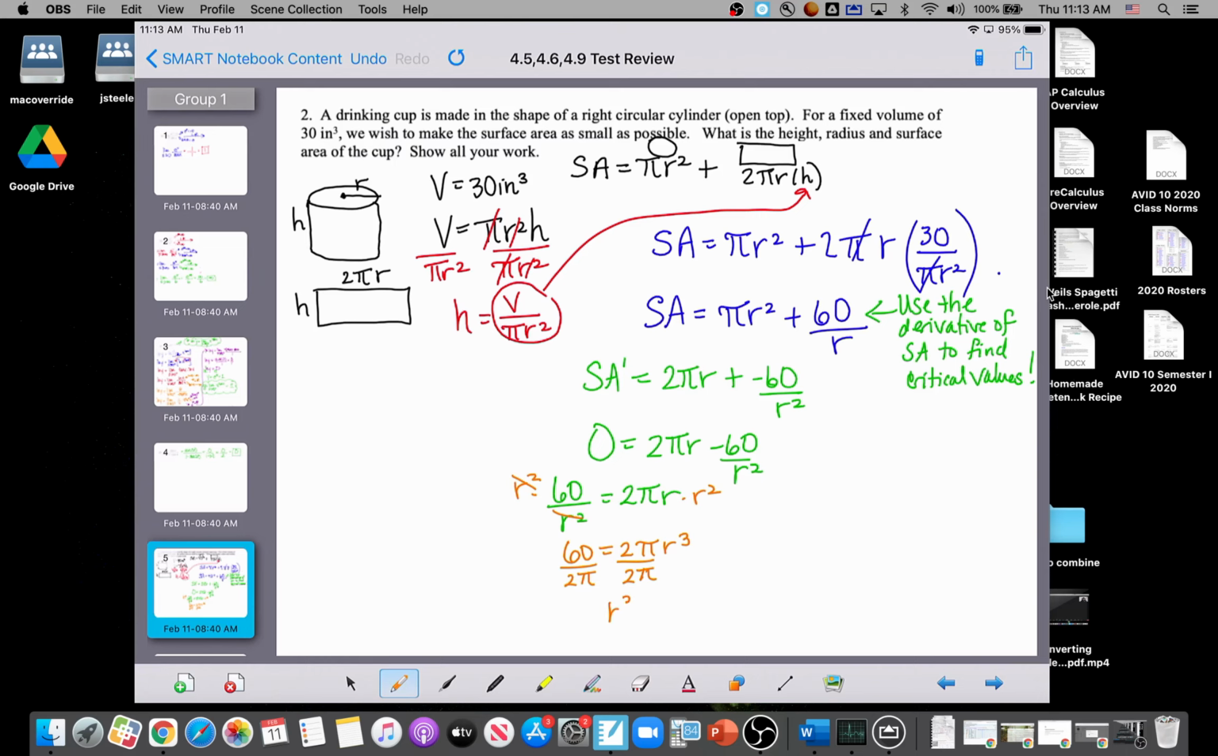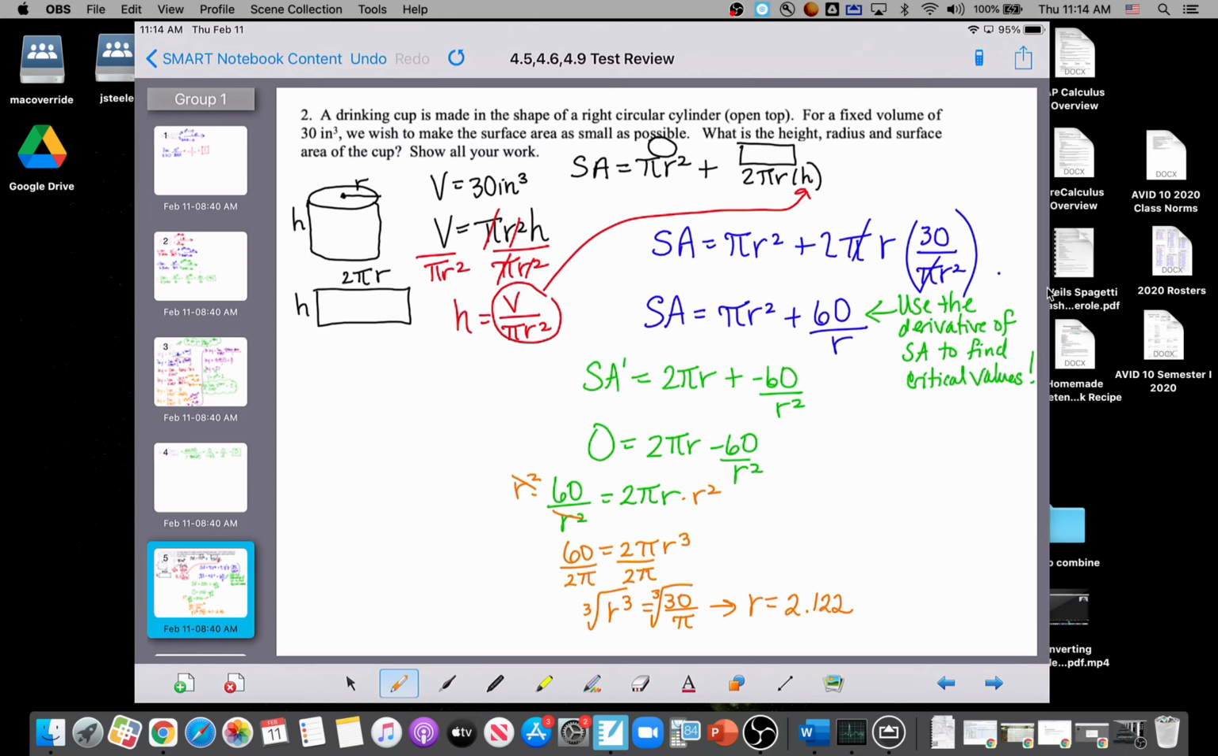So I'm going to have r cubed is equal to 30 over pi, whatever that value is, right? Because pi is a decimal, so that's not going to be a nice number. But when I take the cube root of both sides to solve for r, right? So I'm going to cube root the left, and I'm going to cube root the right. I get r is equal to, and the cube root of 30 divided by pi, rounded to 3 places past the decimal, is 2.122.